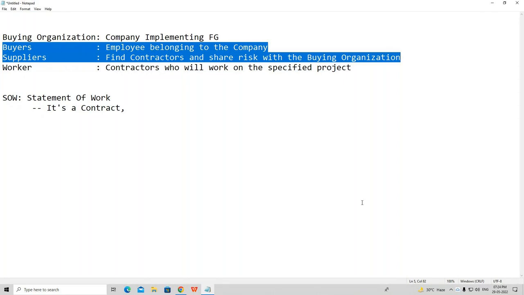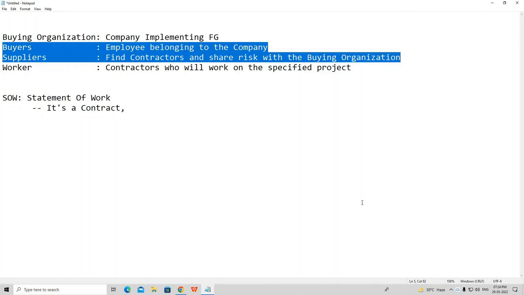So buyers will basically say, okay, you sign a contract with us. Then the supplier will say, okay, I agree to your terms and conditions. This guy, the worker, will say, oh, I am not in the contract. I will not perform my activities. They have taken me for 1 year. I will not do any activity.